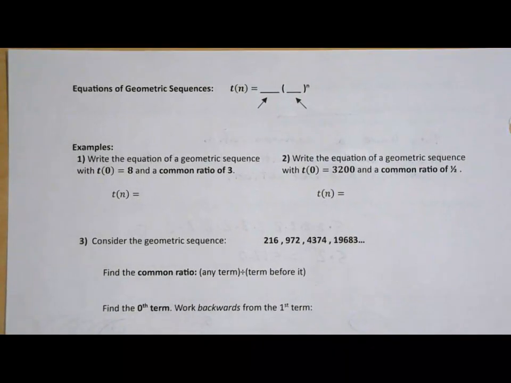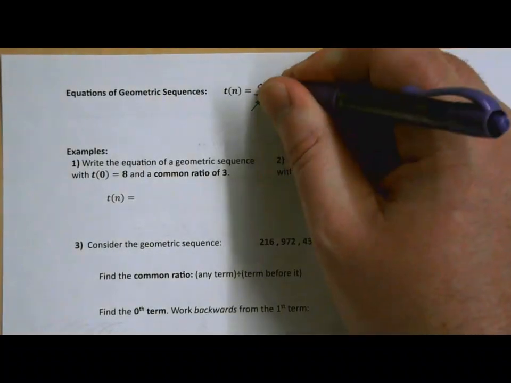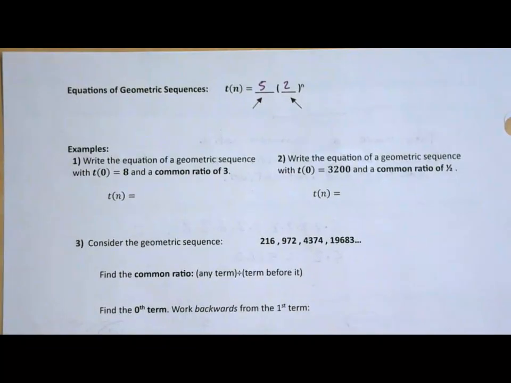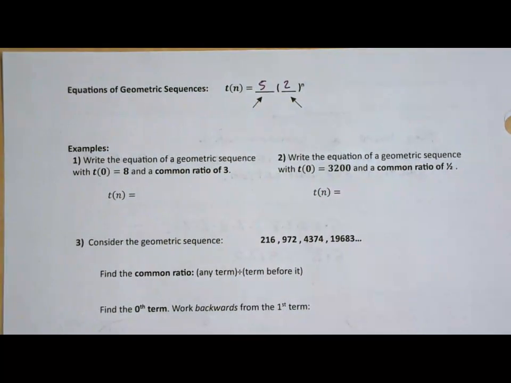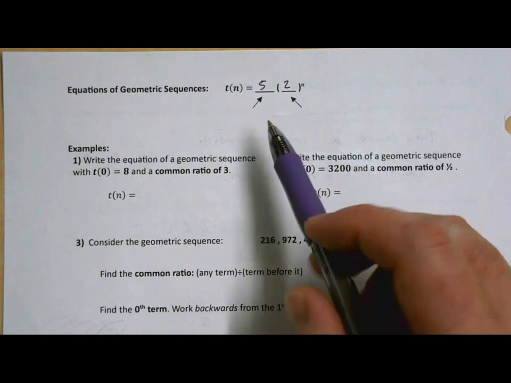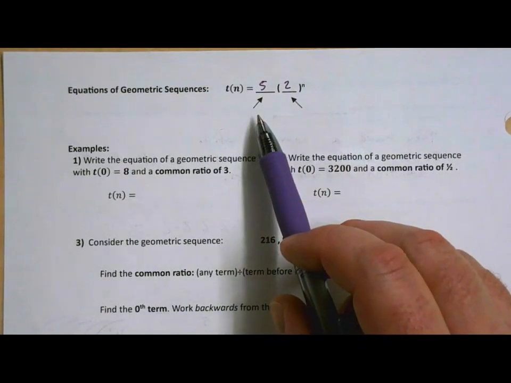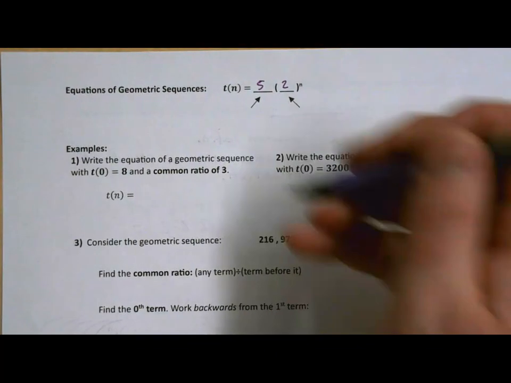I got the format filled in here. Go ahead and put the numbers in that we just did. We had 5 and 2. When you write a geometric sequence, there are 2 pieces. There are 2 numbers. Remind me, what was special about 5 in that problem we just did on the front? It was the 0th term.